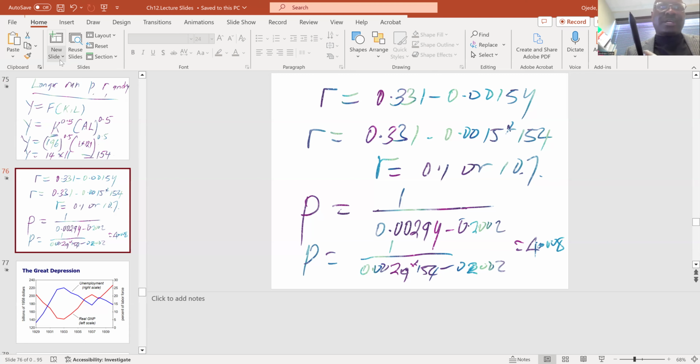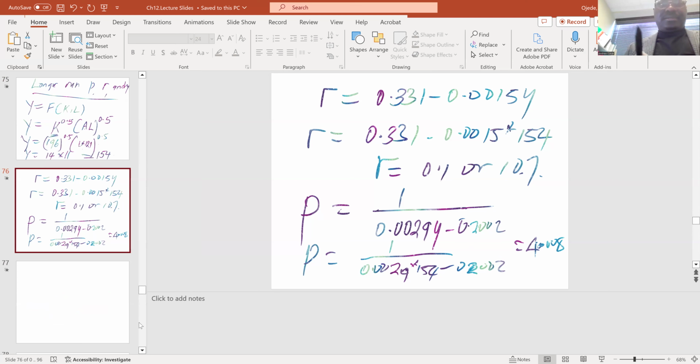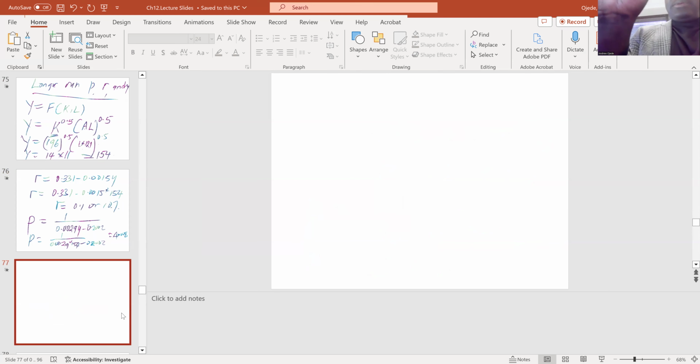Okay. So theoretically, this is what is going on. If I ask you to illustrate all your solutions in a graph, this is what you have found. You want to do the IS-LM using numbers now. So you found this. This is what you found.